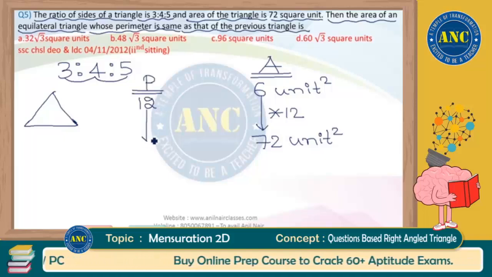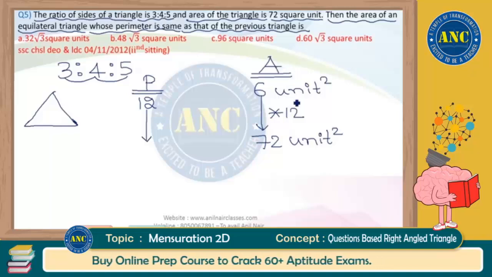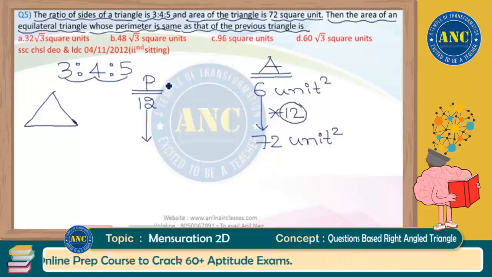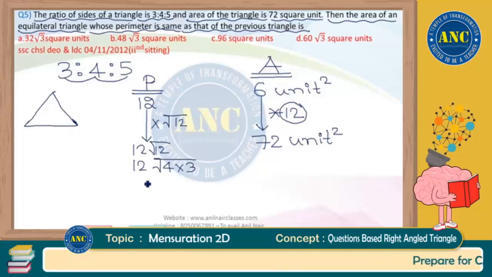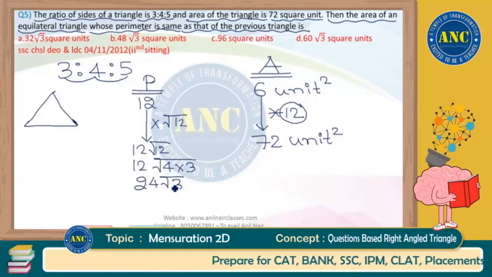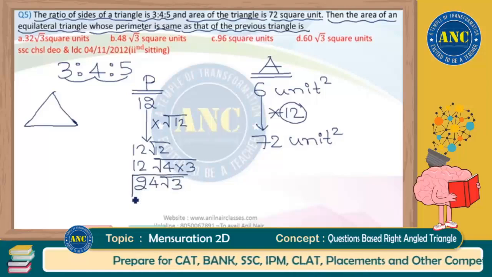But according to the question, how much? If you are multiplying area by 12, then perimeter, which has unit power 1, should be multiplied by root 12. That means actual perimeter is 12 into root 12. Root 12 is root of 4 into 3. Square root of 4 is 2. 12 into 2 is 24. So actual perimeter of the right angle triangle is 24 root 3.